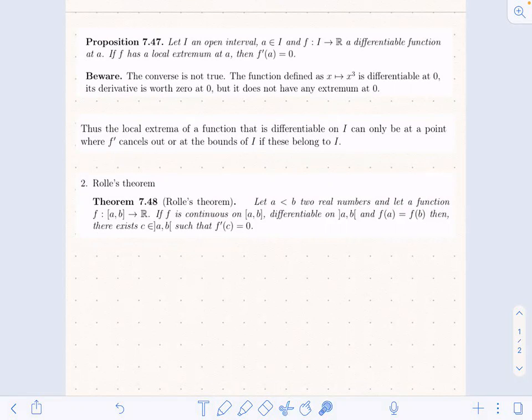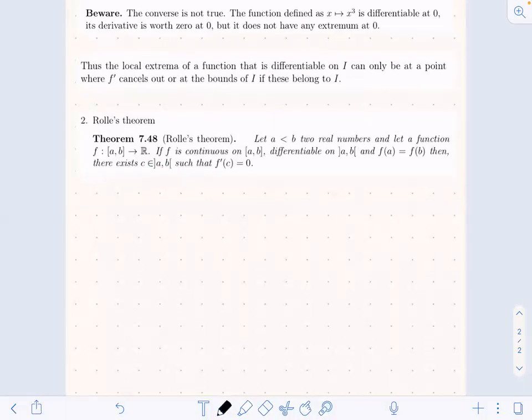What we're going to consider are A and B, two real numbers. And we're going to take a function f that maps from the closed interval [A, B] to R. We're going to suppose that f is continuous on the closed interval, differentiable on the open one, and f of A is equal to f of B. Then in that case, you can find C in between the two points such that f prime of C is equal to 0.